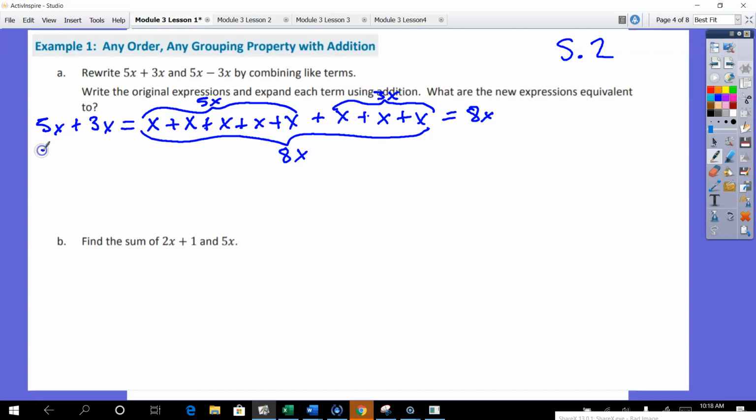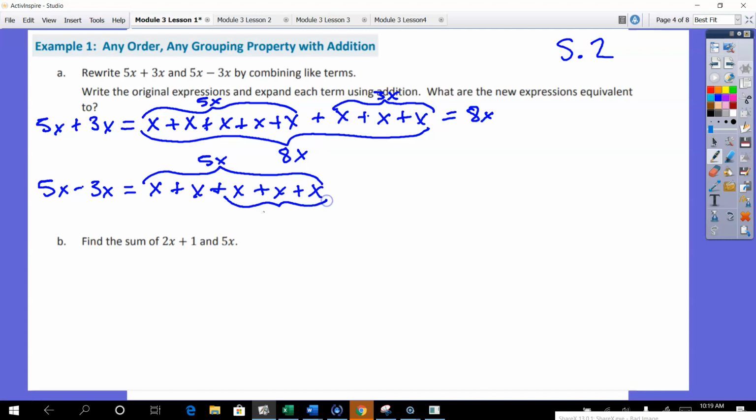Okay. So then we have 5x minus 3x equals. So then we have 5 x's, 1, 2, 3, 4, 5 x's, but we're taking away, we're getting rid of these 3 x's. And so how many x's are we left with? We're left with 2x.